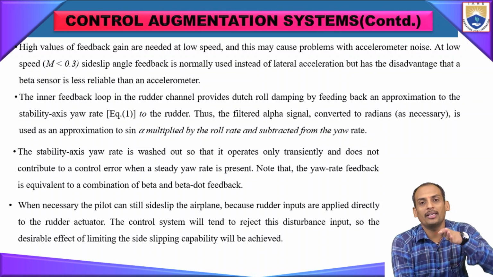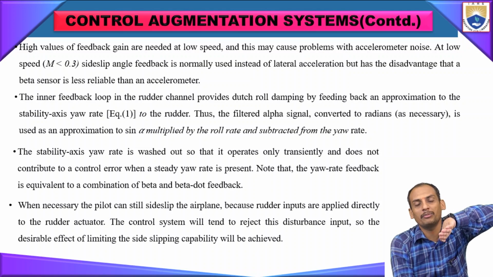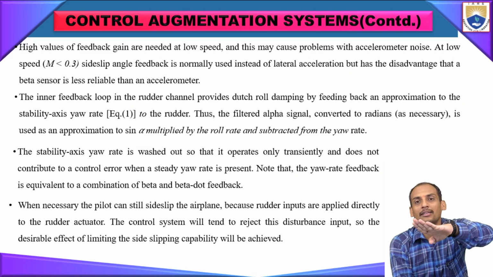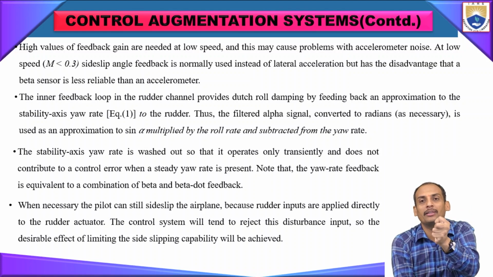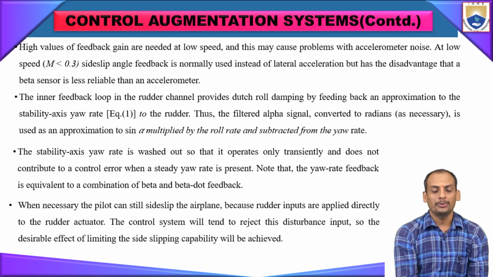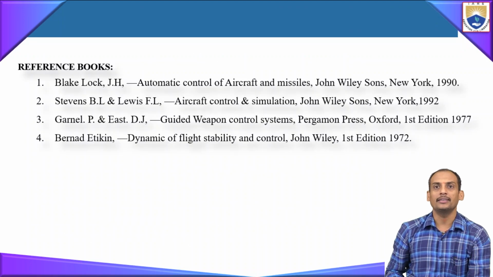Because when we get sideslip, we may get a rolling moment and a yawing moment together, so we need to operate the rudder also. How much signal is given to the rudder, so that it avoids the stalling region, we can decide with these things. So the control system will tend to reject that disturbance input, and the desirable effect of limiting sideslip capability will be achieved with this CAS system.